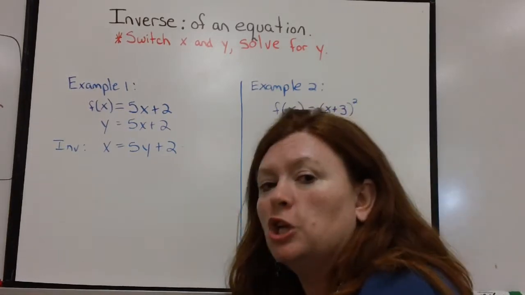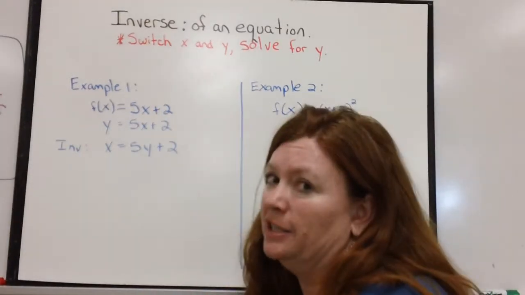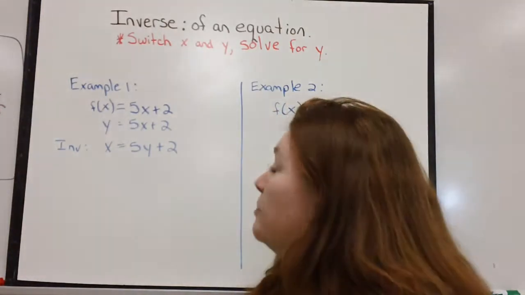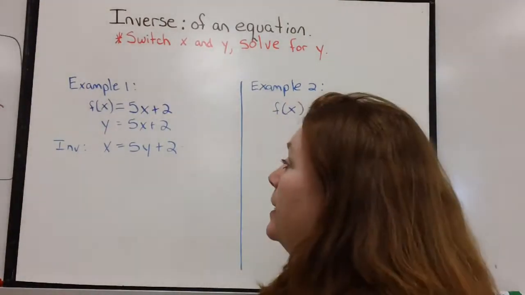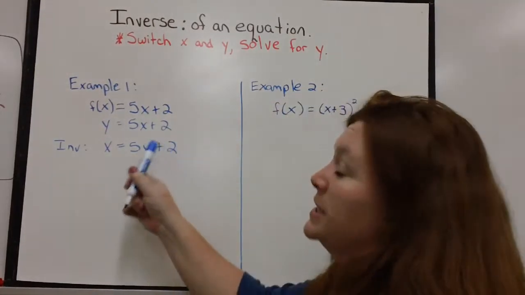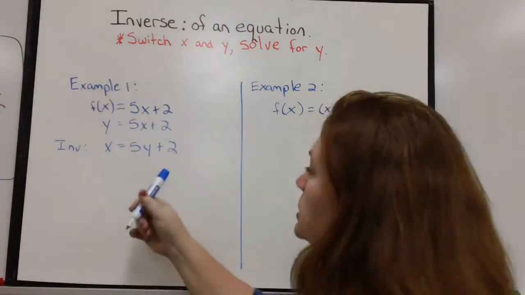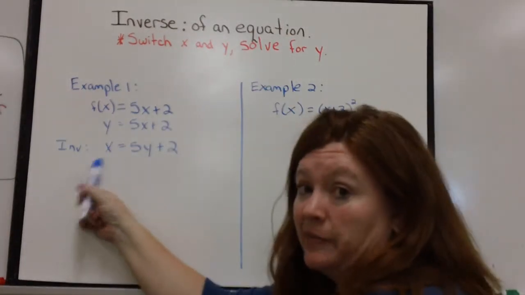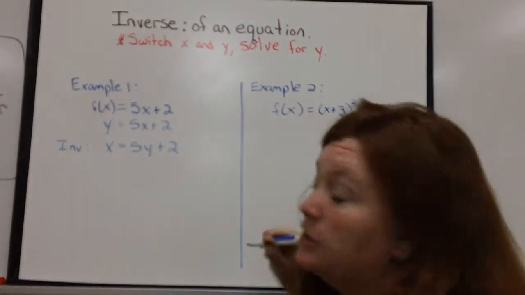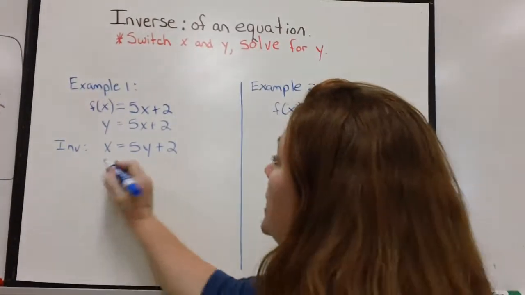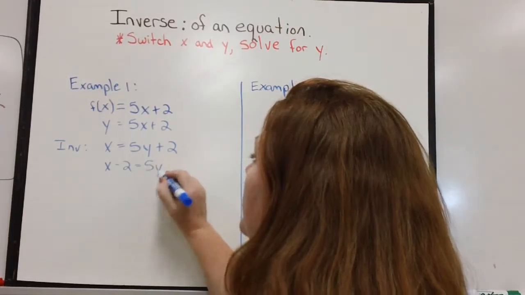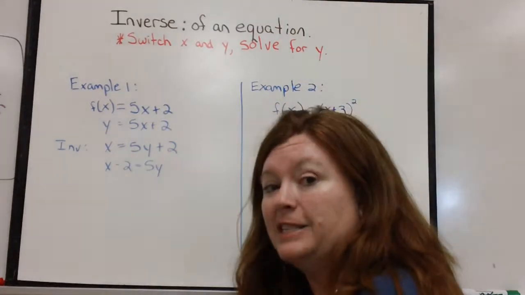Although this is my answer, this is not in proper math etiquette form. Proper math etiquette form would be that I rewrite it as a y equals equation. So I still have a couple more steps to do. I have my answer, that is my inverse, but I need to rewrite it and solve for y. So let's do that. We'll subtract 2 from both sides, and then I just have to divide both sides by 5.